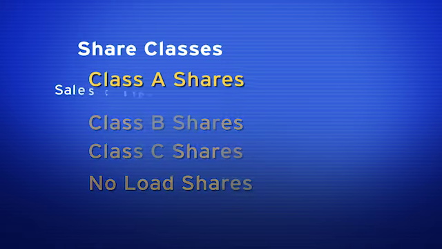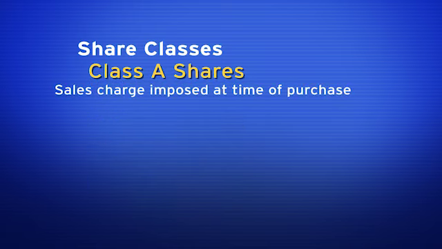Class A shares: sales charge imposed at time of purchase. So the formula is NAV plus the sales charge equals the public offering price. That would be the formula for Class A shares. The customer would pay the sales charge when they buy the shares.